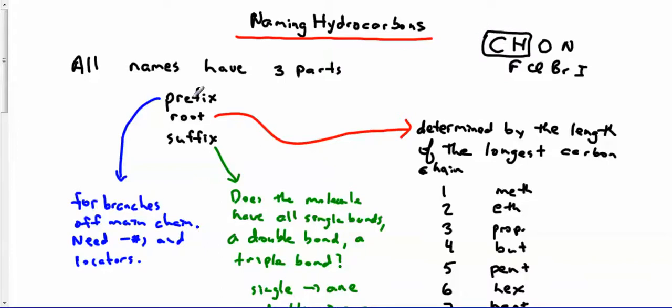Names have three parts: prefix, root, suffix. I'll walk you through each part. The root: we need to figure out the longest chain of carbons. So for example, this is a 4-carbon molecule, and therefore the root that I would be interested in would be but-. Okay? Fairly straightforward.